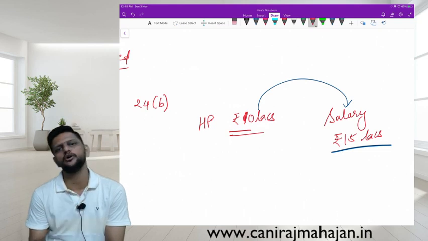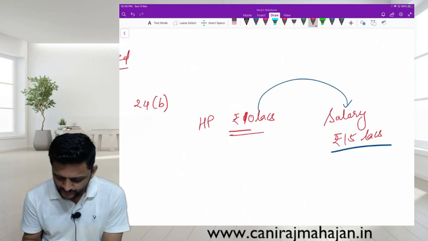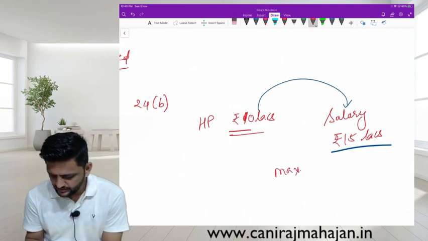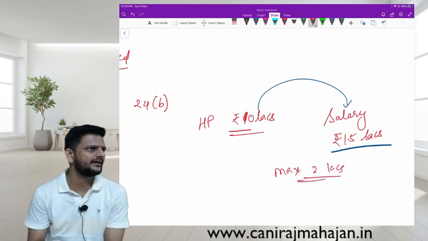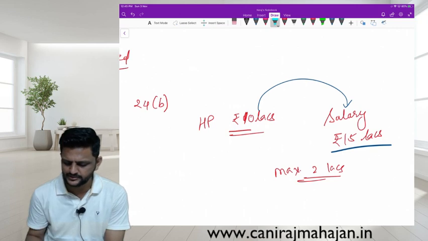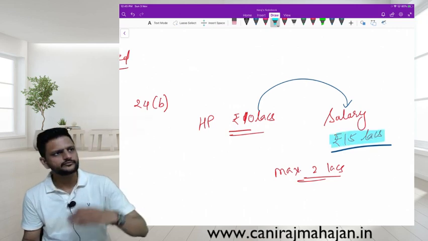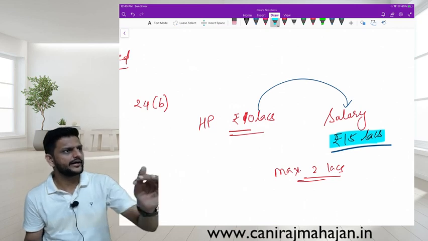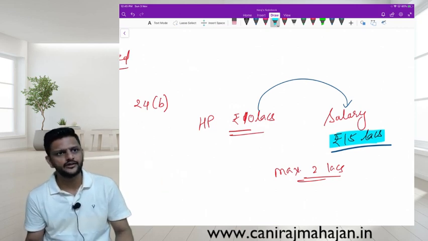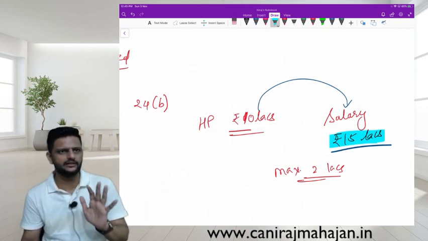Even if there is an HP loss of 10 lakhs, you can set off only a maximum of rupees 2 lakhs. They have put a ceiling limit. Now obviously you understand, in the earlier case, if I say 5 lakhs was taxable, that is also considered in the slab rates. Effectively the tax becomes nil.